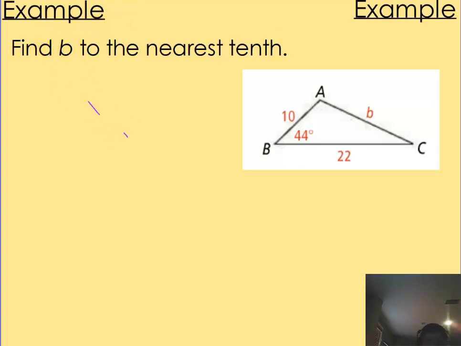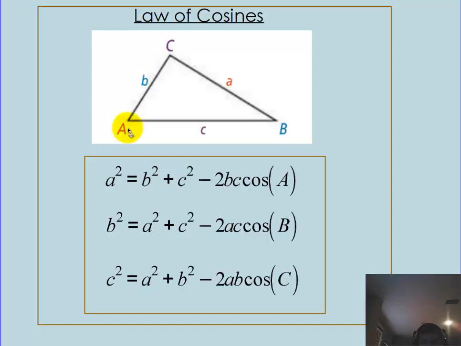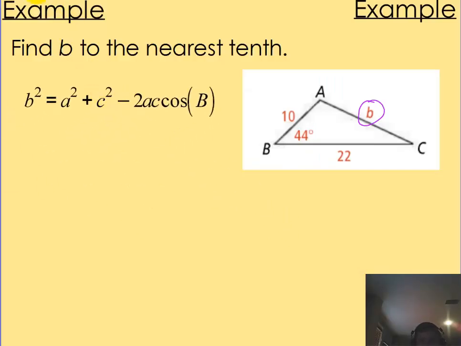All right, find b to the nearest tenth. So to find b, well, b's right here, and I know I have a side, an included angle, and another side. So I'm going to use one of those formulas. I don't know these by heart, so I'm going to bring them over here.